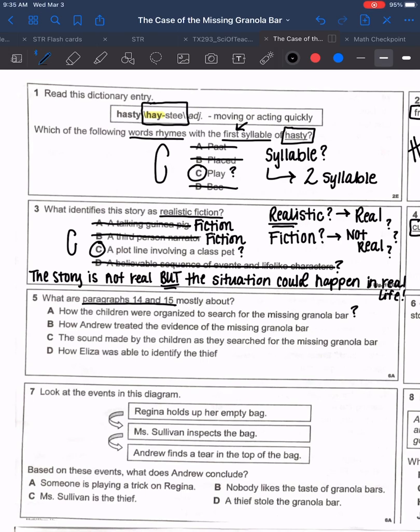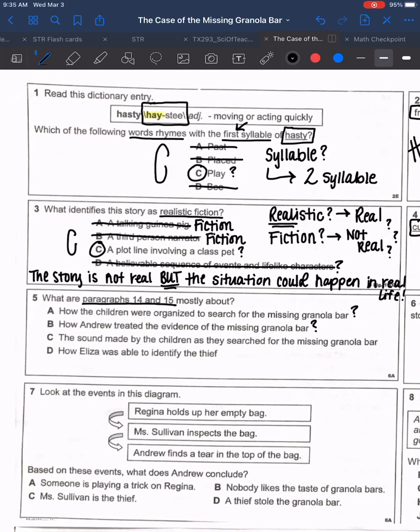A, how the children were organized to search for the missing granola bar. Well, it does talk about that. Let's try another one. B, how Andrew treated the evidence of the missing granola bar. Well, that one could work too. We have that one in 14 and 15 as well. C, the sound made by the children as they search for the missing granola bar.